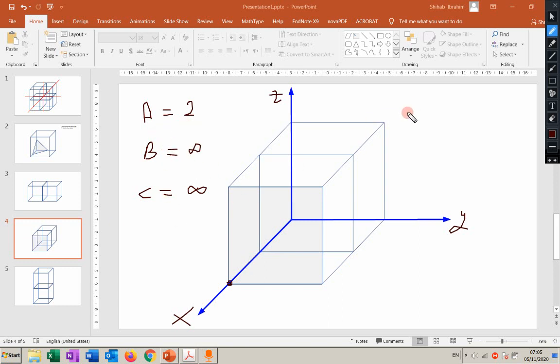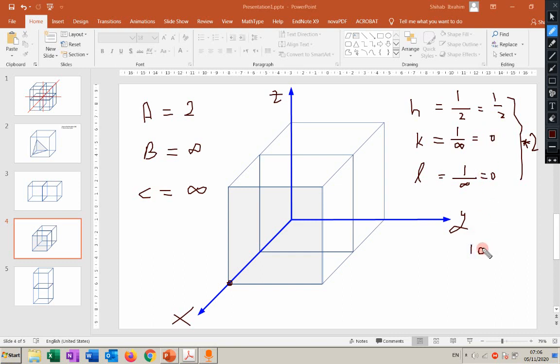Now, if we're going to find HKL, H is 1 over 2, which remains a half. 1 over infinity will be 0, and 1 over infinity will be 0. Now, we are not allowed to leave indices as fractions, so we have to multiply by a value that gets rid of the 2 at the bottom. So we multiply by 2. In that case it will be 1, 0, 0.